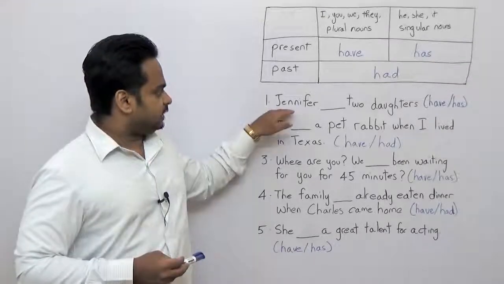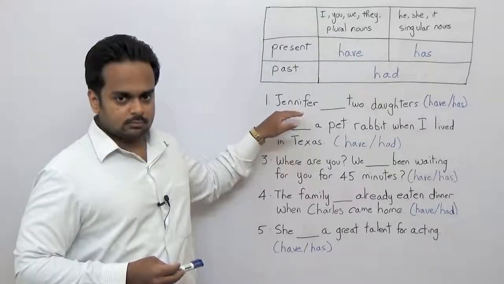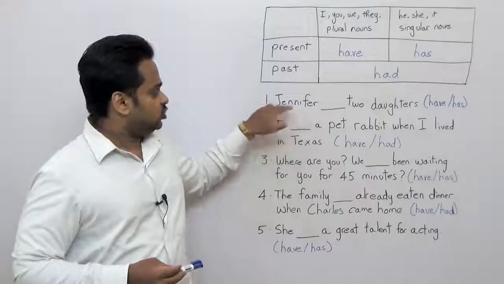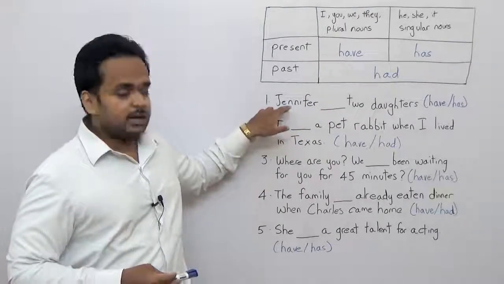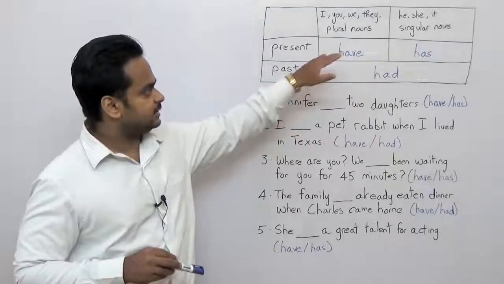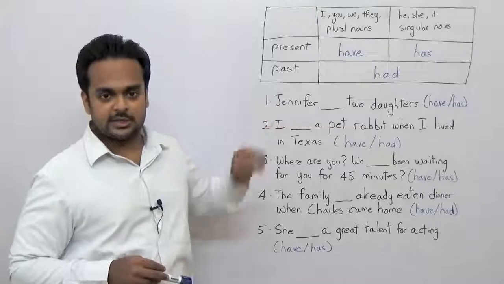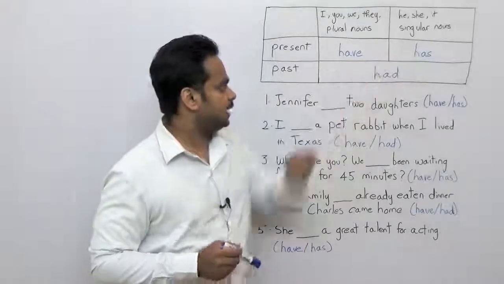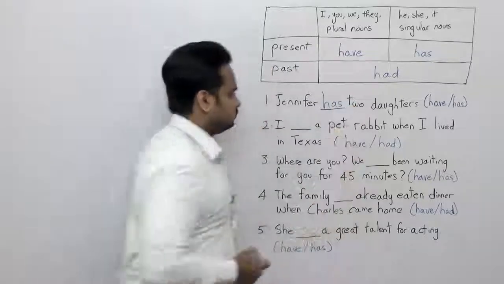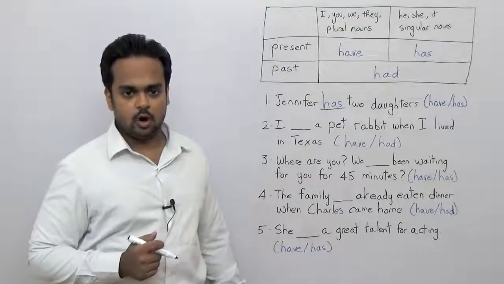Well, the subject of this sentence is Jennifer, and this sentence is in the present tense. Jennifer is a noun. She's only one person, so she is a singular noun. Jennifer is a singular noun, so we use has. Jennifer has 2 daughters.